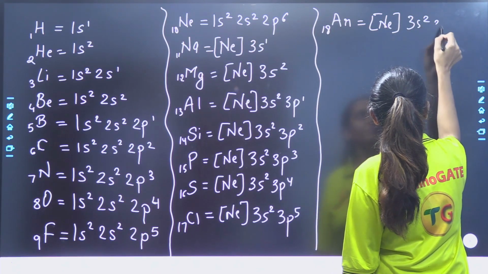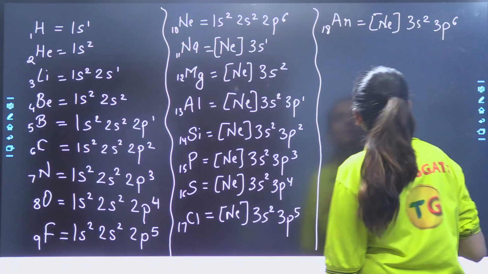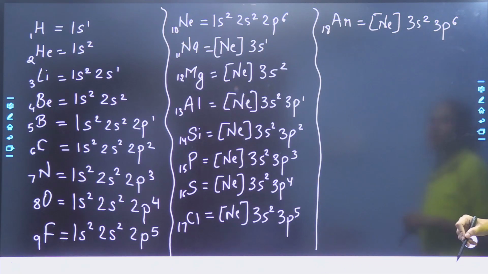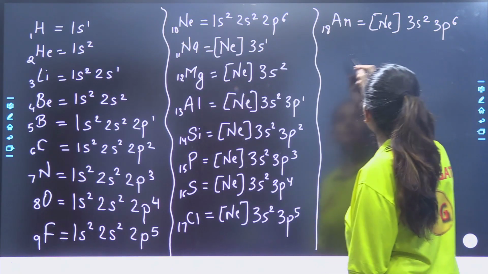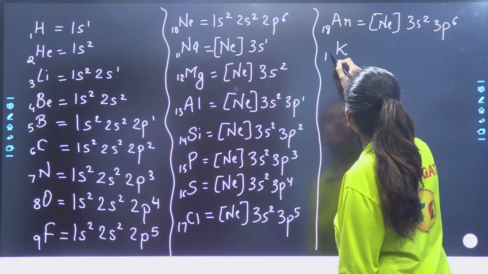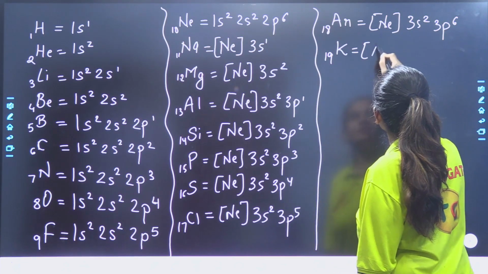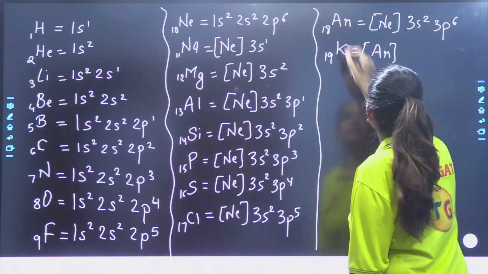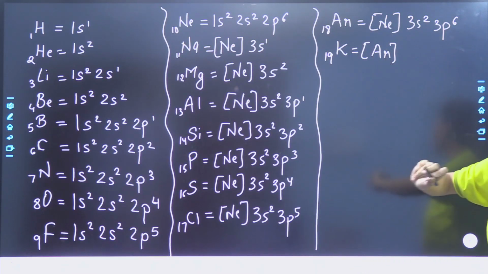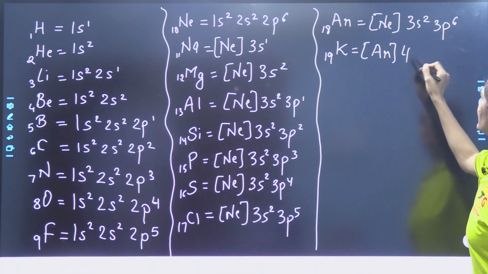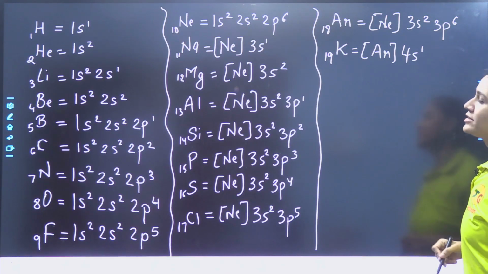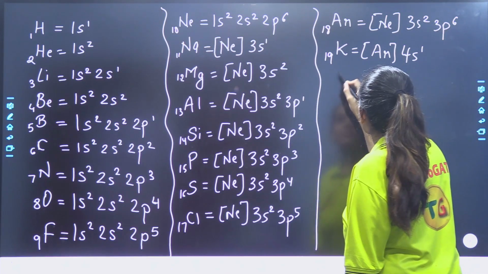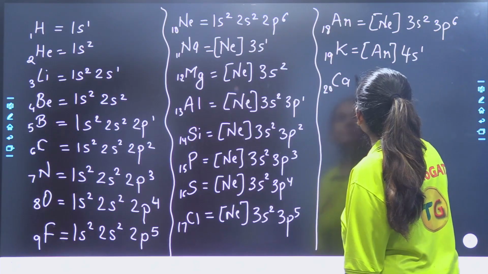So till now we have completed atomic number 18. After that we have potassium. Now we would write in terms of argon. Argon means up to 18 electrons. After 3p6, the electron enters the 4s. And the last one is our calcium.